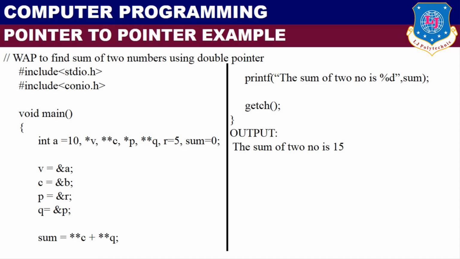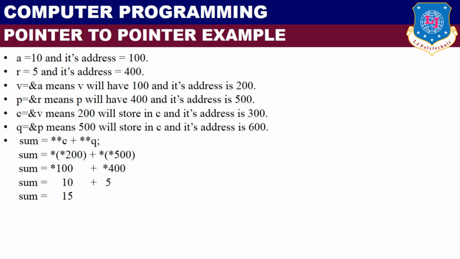So how will 15 come? Let's understand with the compilation. a equals 10; let us suppose a's address is 100. r equals 5; let us suppose r's address is 400. In b we store the address of a, so in b the value 100 will be stored and 200 is its own address. We write p equals address of r, so 400 will be stored in p and p has its own address 500.